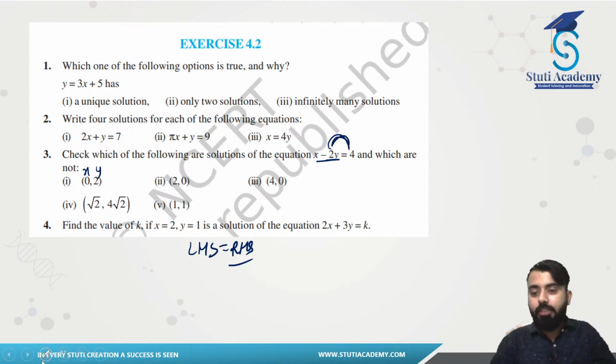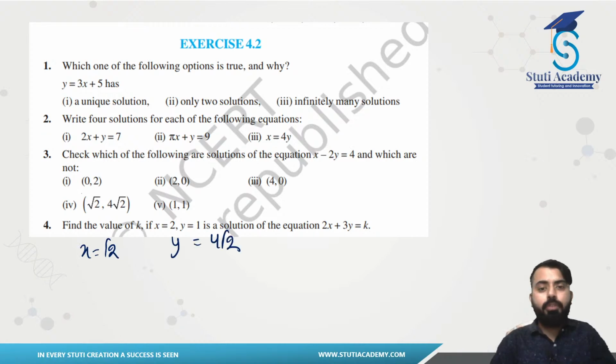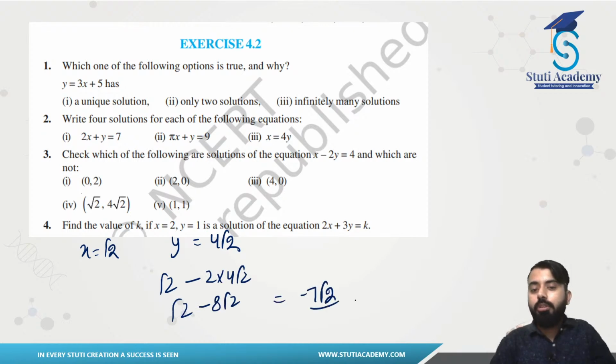Like in the fourth part, see, our x is square root 2 and y is 4 square root 2. So if I put it here, I have square root 2 minus 2 into 4 square root 2. So guys, see, square root 2 minus 8 square root 2. This will be minus 7 square root 2, right? So this is not equal to 4. This is not a solution.